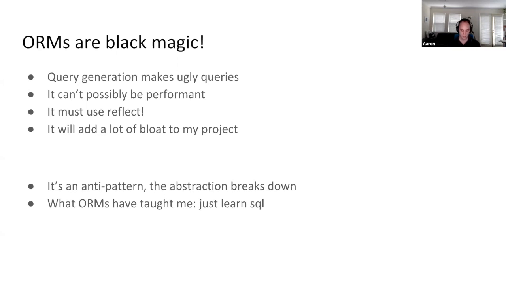Now, these are all sort of exaggerated arguments. Query generation, at least in SQLBoiler, pretty much makes really basic queries. It doesn't make huge, crazy queries. You can't actually do that, so you have to revert to writing queries yourself at some point anyway. And it can't possibly be performant. I think if you look at the benchmarks, the amount of overhead of SQLBoiler is extremely small. As always with database stuff, usually the performance problems are going to be in the database itself. It must use reflect. Yes, you've got me there. It will add a lot of bloat to my project.